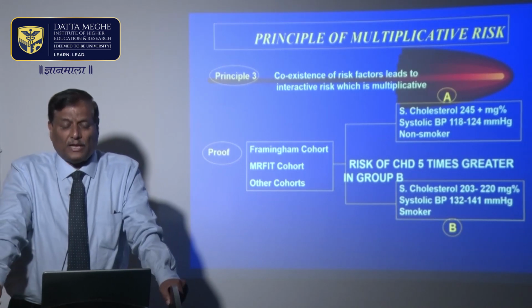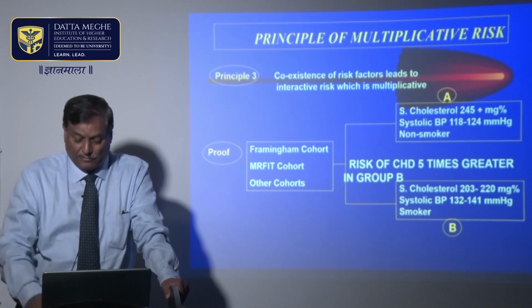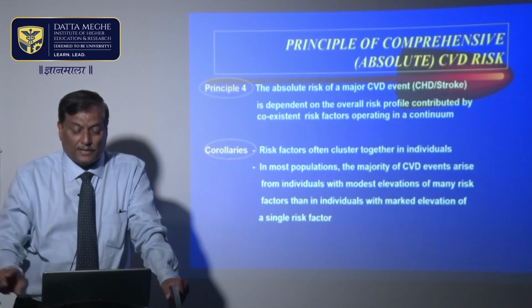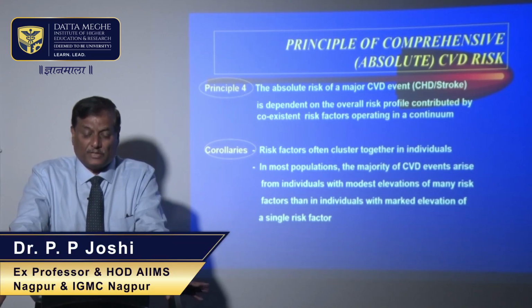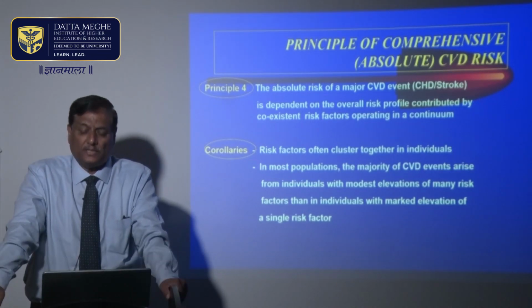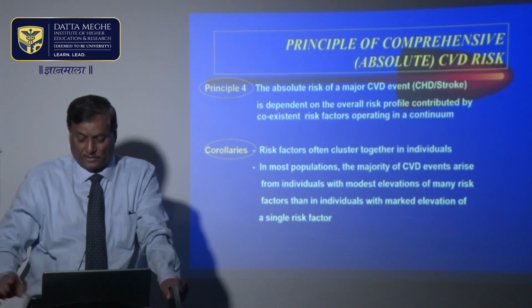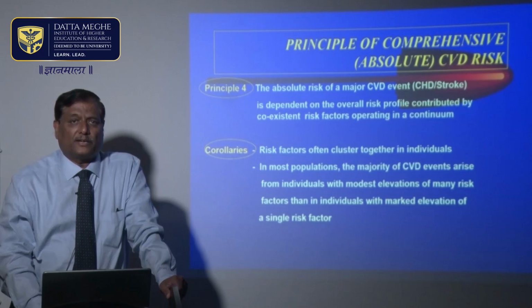So we should be worried about mild elevations of multiple risk factors, and risk factors often cluster together. In most populations, the majority of heart attack events occur in individuals with modest elevations of multiple risk factors, rather than marked elevation of a single risk factor. So that is something very important to understand when you want to prevent heart attacks and paralytic strokes.